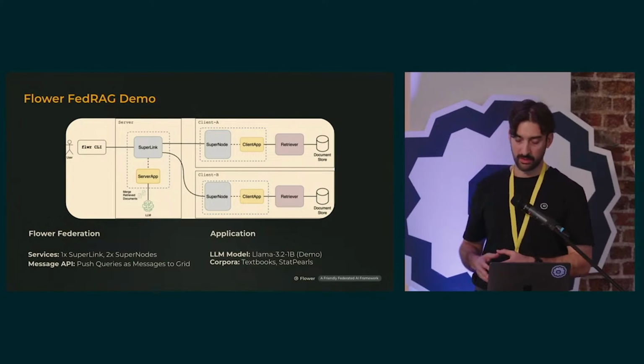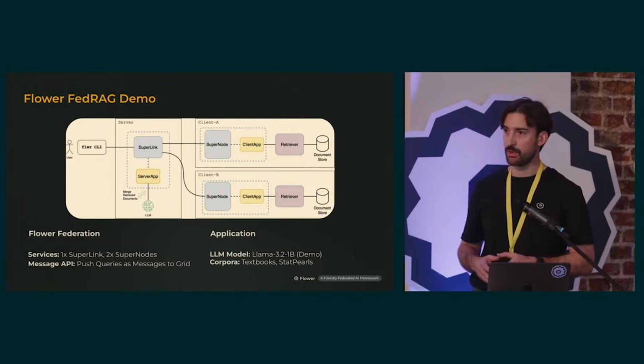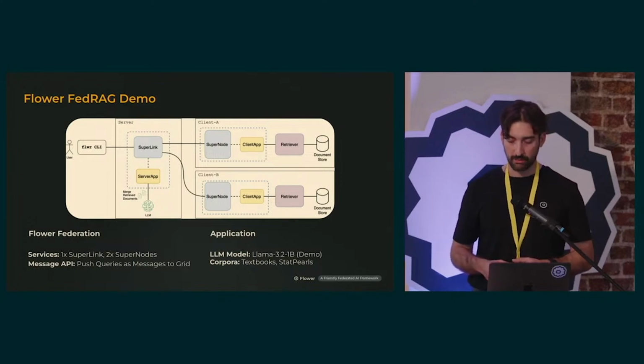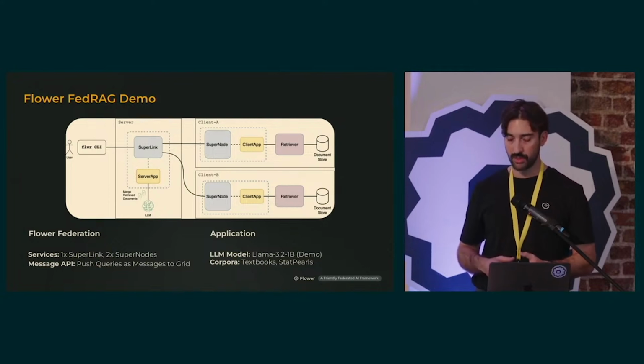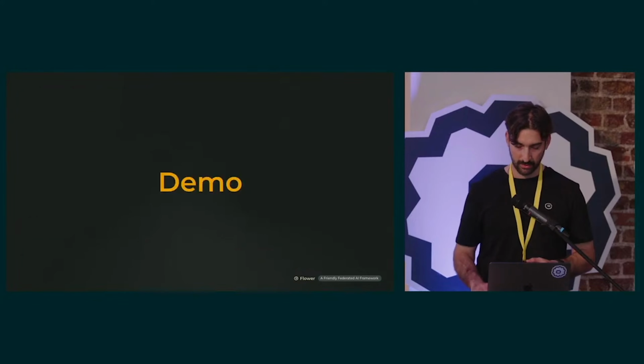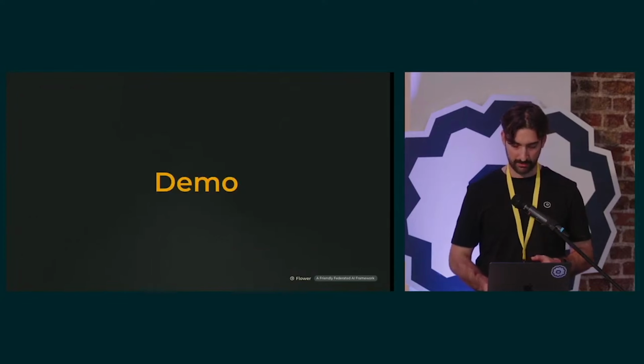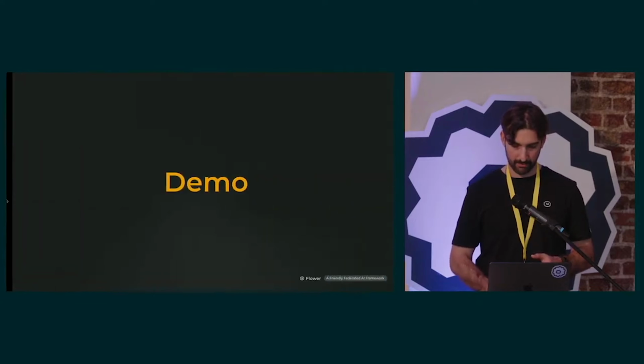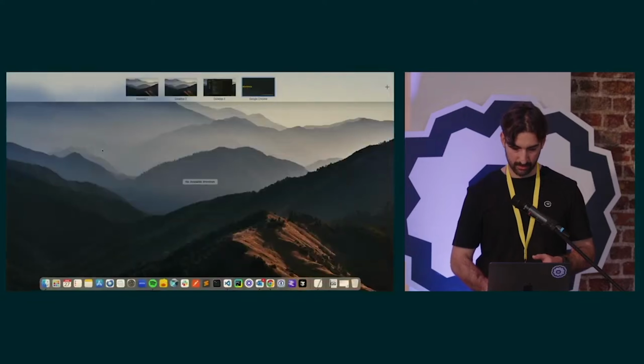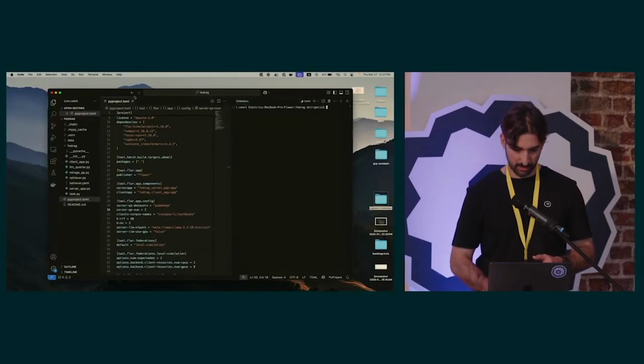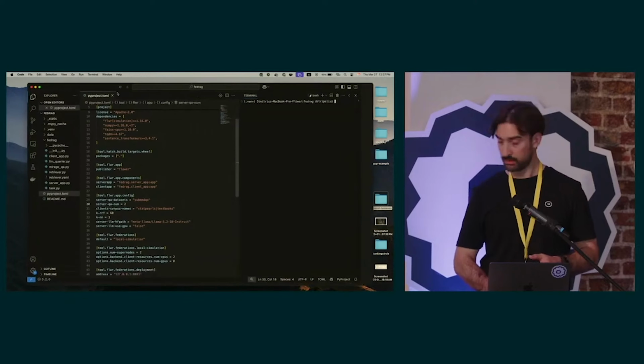In the application that I'm going to show shortly in the demo, we're going to use a Llama 3.1 1 billion model, and we're going to have two clients, two SuperNodes, one holding the textbooks corpus, and the other one the Stripelis corpus. And let me see. This one.